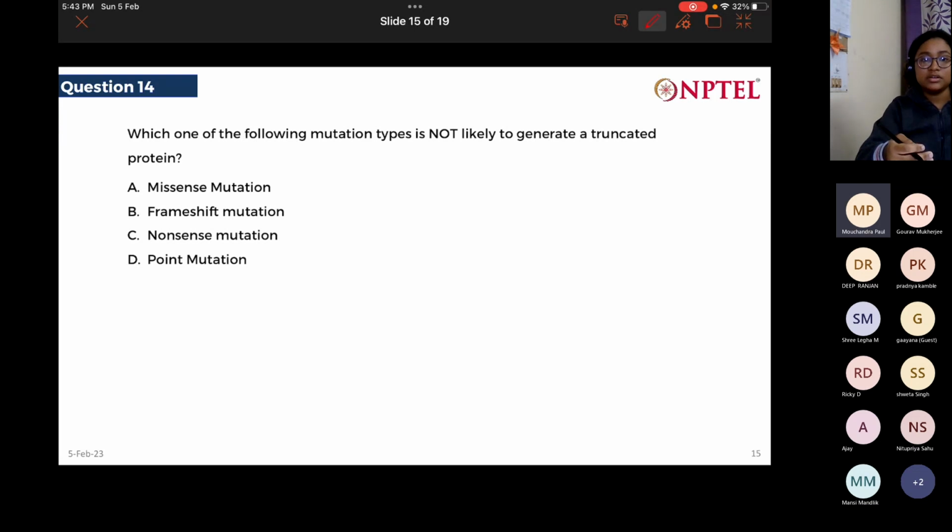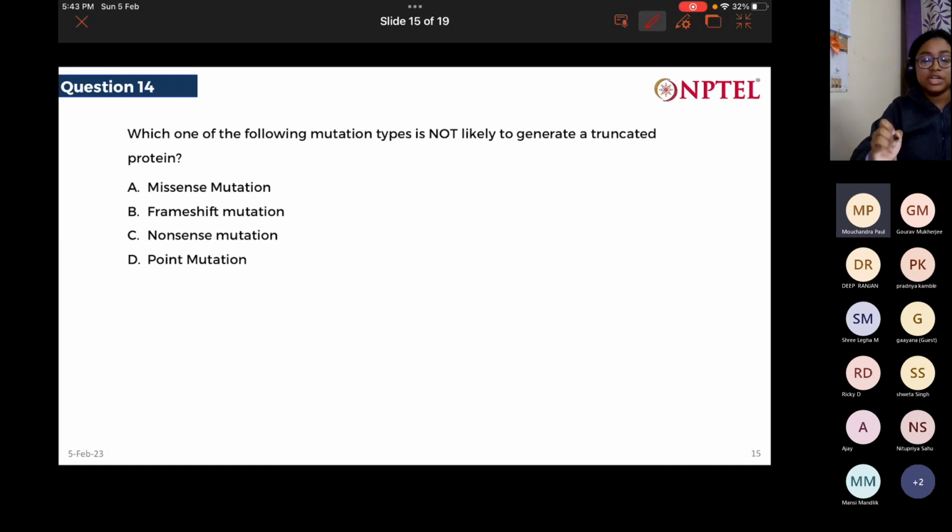Okay. But nonsense mutation will definitely result in a truncated protein, so it is definitely not the answer. Neither is the point mutation, because as I told you, it is what is happening at the DNA level. But when you think of a point mutation's manifestation at the protein level, you either get a stop codon because of which the protein is truncated, or you get a change in amino acid. So the amino acid in the final polypeptide chain is being replaced. Then we get the missense.